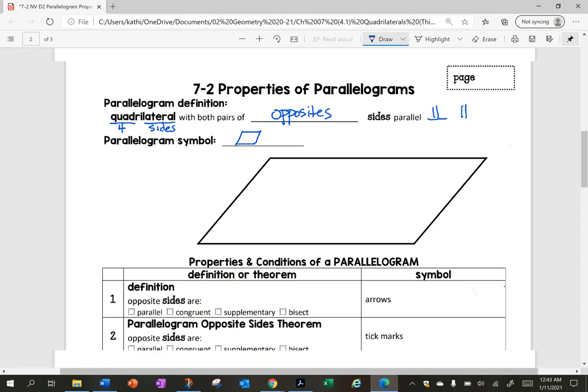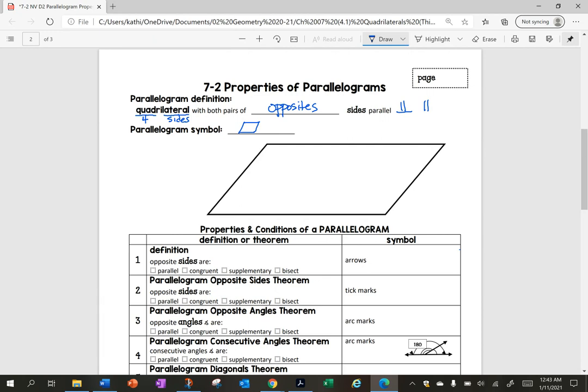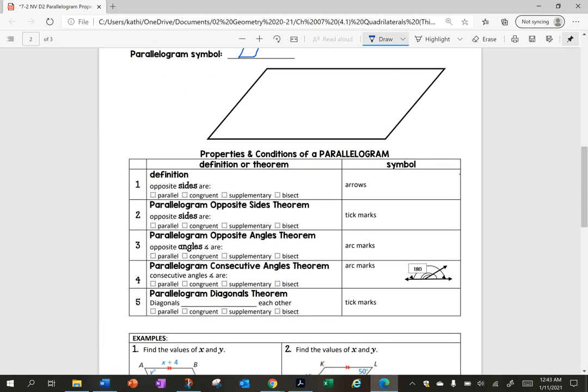All right, so let's draw these conditions and properties on our parallelogram as we talk about it. The definition says my opposite sides are parallel. So how do I show opposite sides parallel? We do that with arrows. When I have the same number of arrows, that means I am parallel with that side. So I'm going to say these two sides are parallel and these two sides are parallel.